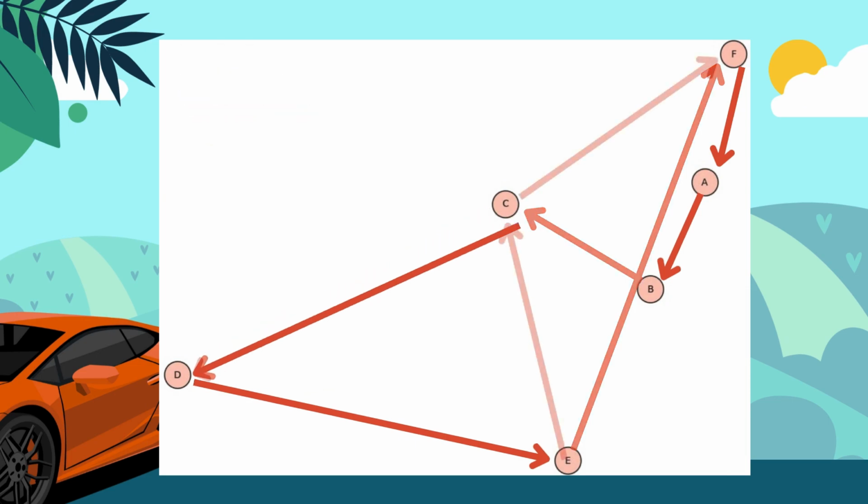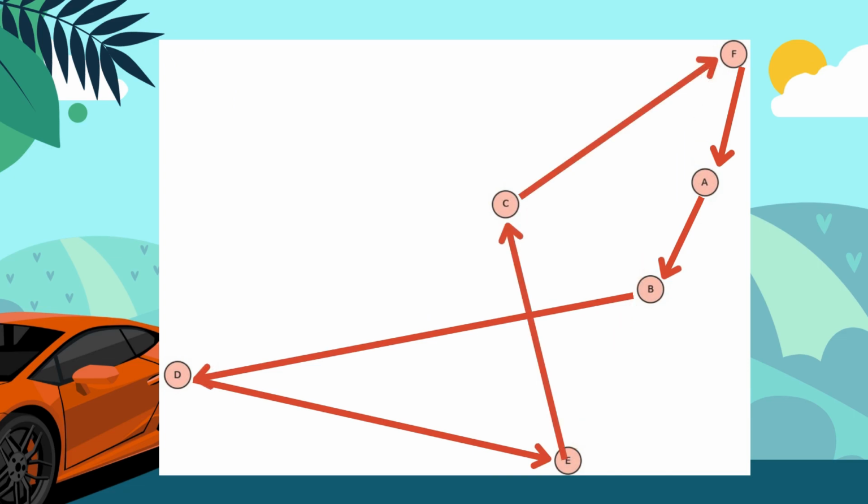Another example, this route starts from A to B to D to E to C to F, then going back to A, which covered a distance of 31.1 kilometers and a duration of 185 minutes.